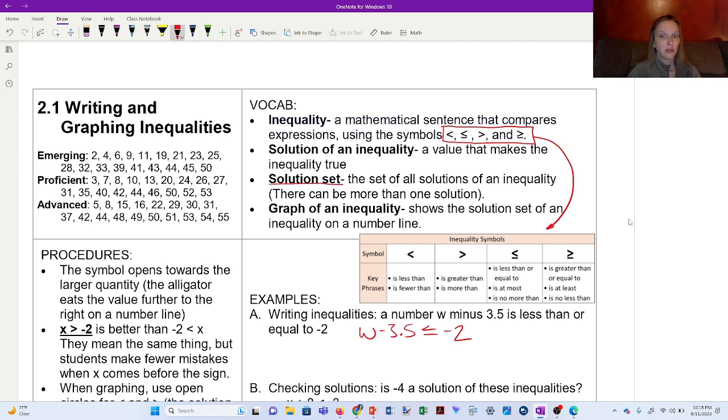This isn't the only way to put this inequality into words. We could have said the difference between a number W and 3.5 is no more than negative 2. So we can mix up the words that we use for the greater than and less than symbols. And we can also express things like subtraction in different ways. So just be aware of that as you're approaching these problems, but just systematically go through examples, finding what operations we're using with what numbers.